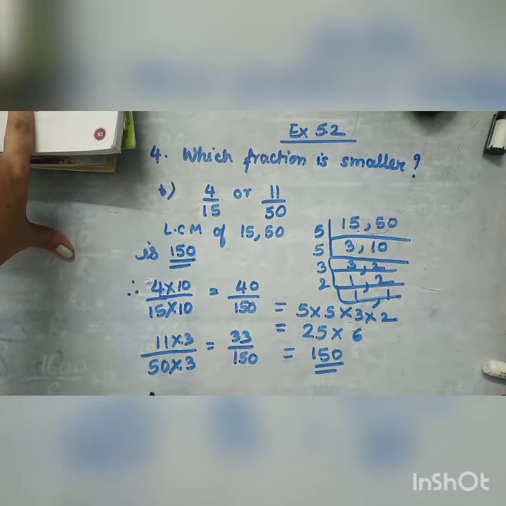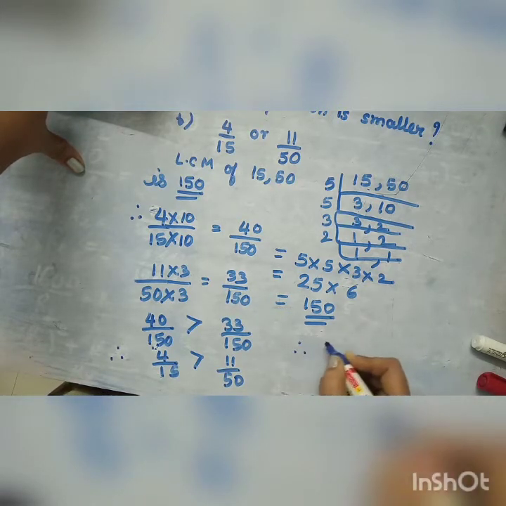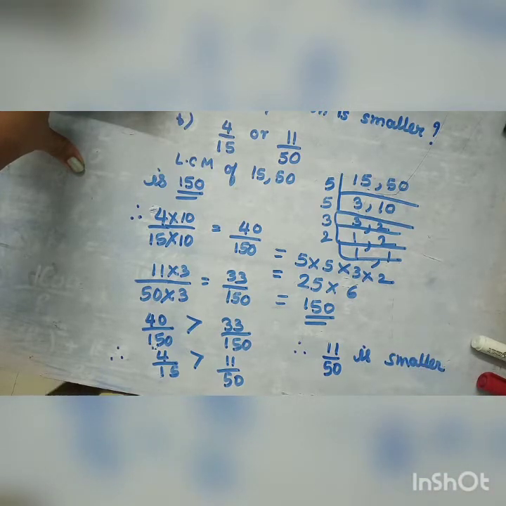So here you need to write that 40 upon 150 is greater than 33 upon 150. So you can see that 4 upon 15 is greater than 11 upon 50. Therefore, 11 upon 50 is smaller. Okay. So out of these two numbers, 11 upon 50 is the smaller fraction. So this is your second one.